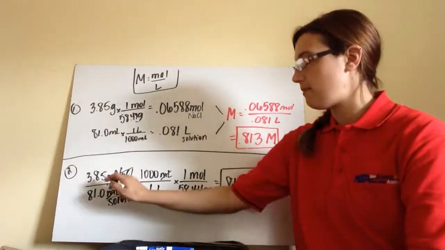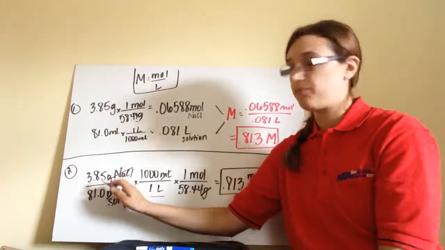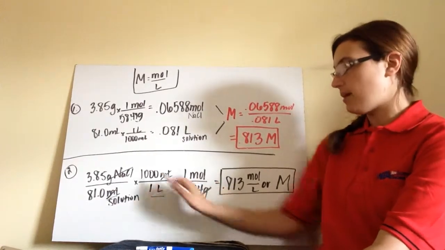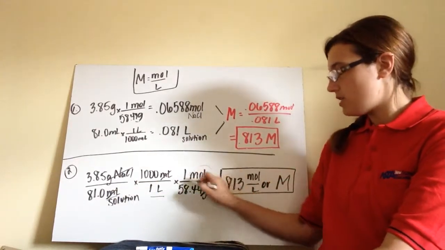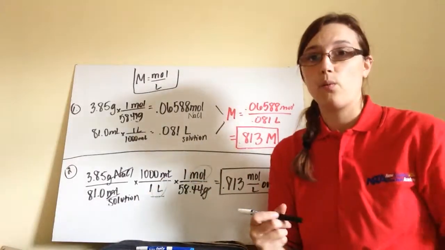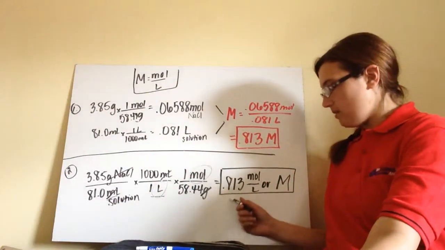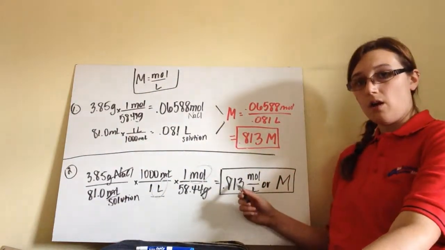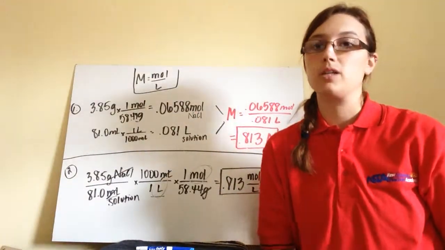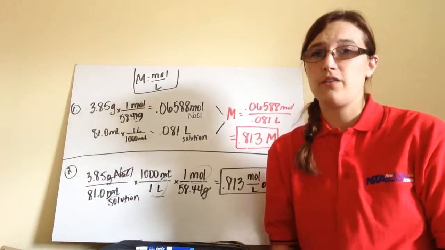Volume is good. Now I'm going to come back and I'm going to look at my mass. So right now I have grams of NaCl. I just used the molar mass, grams to moles, and my grams cancel, and now notice we have moles on top, liters on bottom, and that's what we want. Now if you multiply this out, you divide by what's on the bottom, you get 0.813 moles per liter, or 0.813 molar.